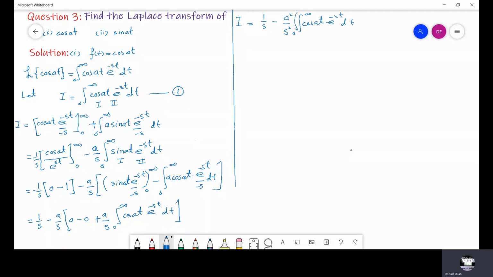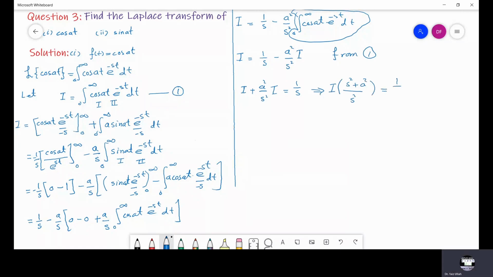But we can see from 1 that this thing is equal to I. So I will write I is equal to 1 over s minus a square divided by s square into I. From 1 we can see this term is equal to I. Now taking I to the left hand side, we have I minus a square divided by s square, so it will become plus here. I is equal to 1 over s. And now from here, let us take I as common and take the LCM. So the LCM is s square. So we have I into s square plus a square over s square is equal to 1 over s.